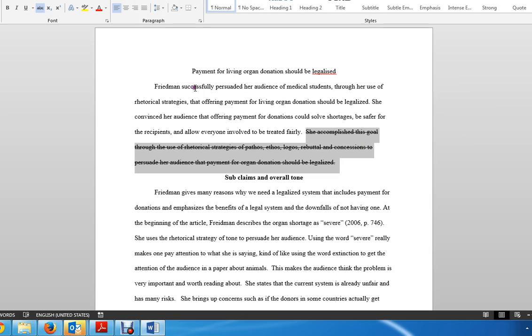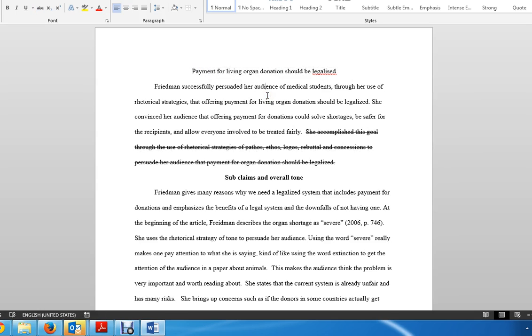What I want to know is, what is the name of her article? You said she successfully persuaded her audience. How? With what? You don't give the title of the article or the journal that it came from or anything else. Payment for living organ donation should be legalized. That's the title of her article. That should not be the title of your paper. So you should have something else here.